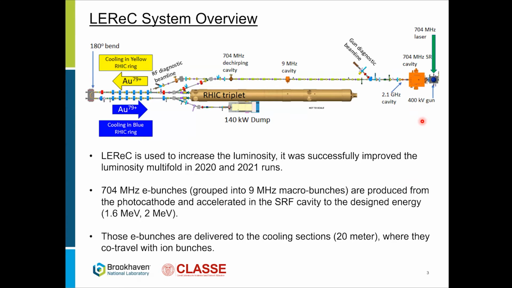Here's a quick review of the cooling system. It is very critical to achieve the luminosity goal in the RHIC run. It successfully improved the luminosity multifold in the 2020 and 21 runs. And here's a brief system overview. The 704 megahertz electron bunches are produced in the photocathode and accelerated in the SRF cavity to the design energy. And then they are brought through the transport line to either the diagnostic beam line or the yellow and blue cooling sections, where they co-travel with the ions to cool them down.